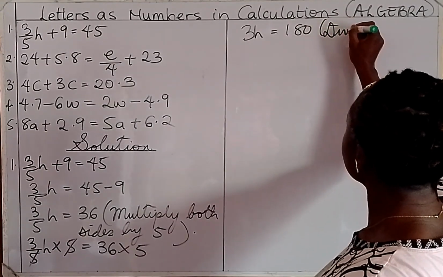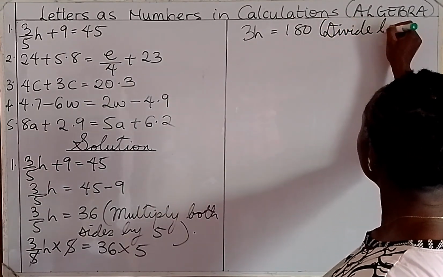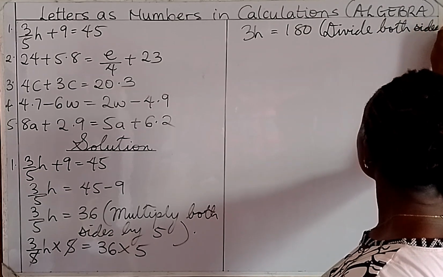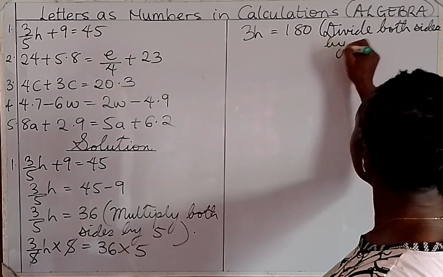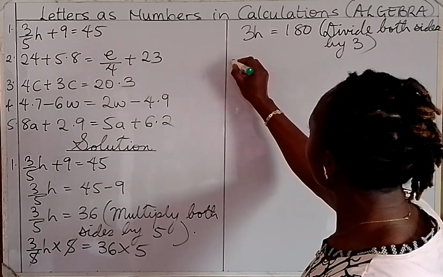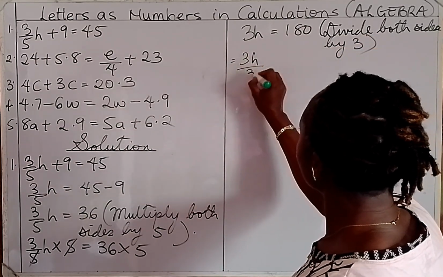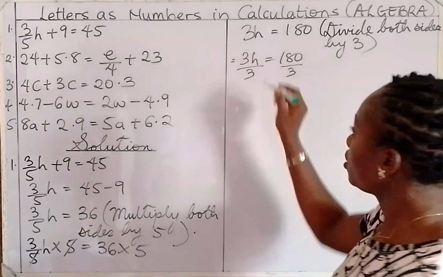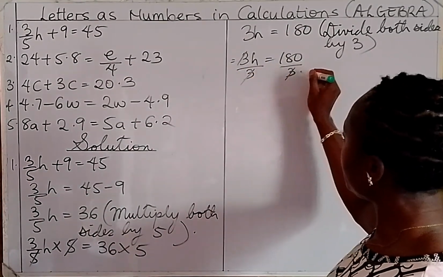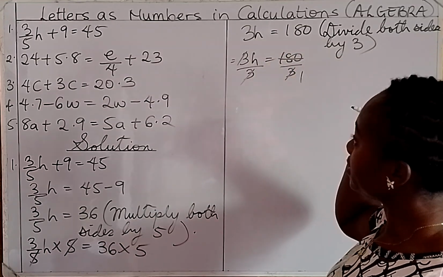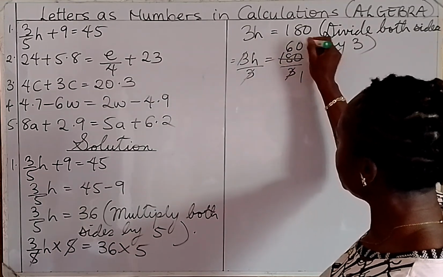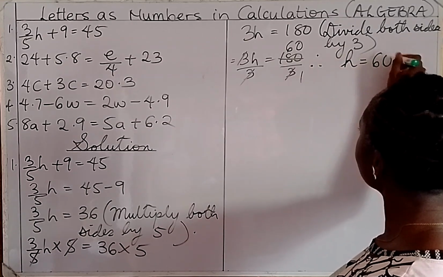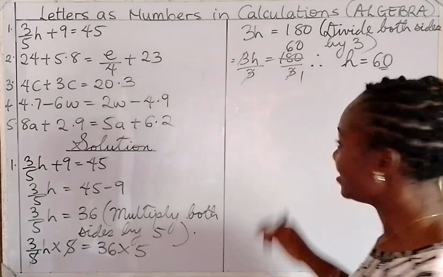So we're going to divide both sides by 3, and this becomes what? 3h divided by 3 equals 180 divided by 3. 3 crosses out 3, 3 here 1, 3 in 18, 6 in 0 is 0. Therefore, h equals 60. And that's the final answer.